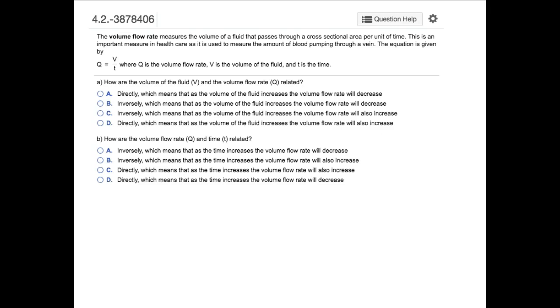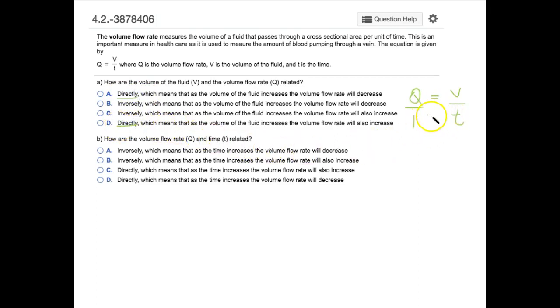Part A, how are the volume of the fluid V and the volume flow rate Q related? Well, an easy way to tell how they are related is to look at where they are in the equation. Q equals V over T is like saying that Q is in the numerator, because you could put that over 1 if you wanted to, just to more easily see that Q is in the numerator and there's a 1 underneath. And so because Q and V are both in the numerator, they are directly related. So it's either going to be A or D.